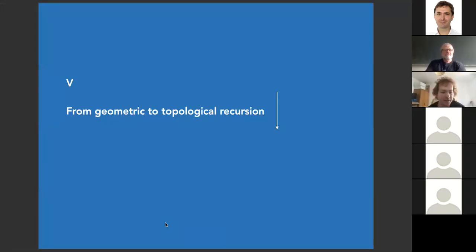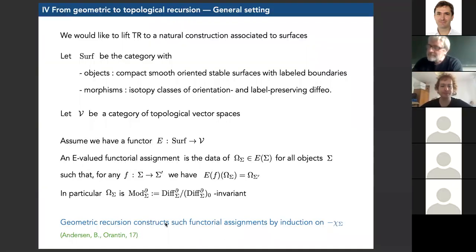In these 5 minutes, I want to explain that omega_{g,n} are not artificial, but you can lift that to a theory that's really a construction about surfaces from the start, not from some algebraic gadget. So the idea is that you want to consider the category Surf, where objects are bordered surfaces. And as morphisms, you want to take isotopy classes of orientation preserving diffeomorphisms.